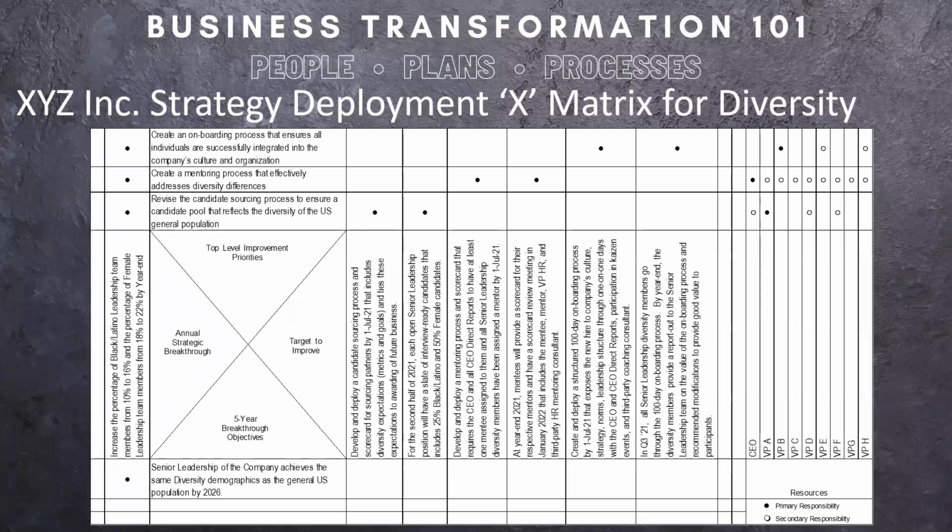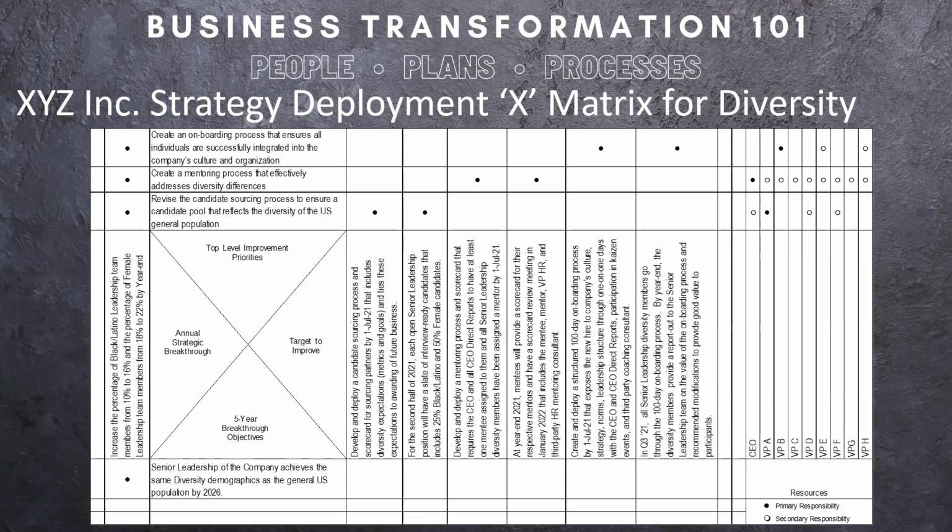As earlier noted, achievement of the 5-year strategic breakthrough objective, annual strategic breakthrough objective, and strategic improvement priorities will require the engagement of the entire organization. It is something the company does not know how to do, as is evident by the current state diversity being misaligned with the general population. It is important to utilize the structured strategy deployment process to align the organization and communicate expectations.